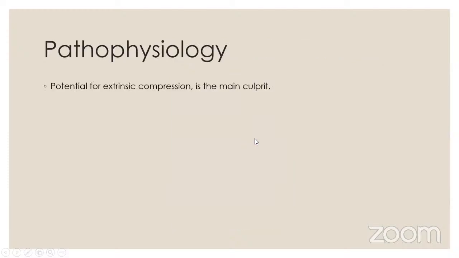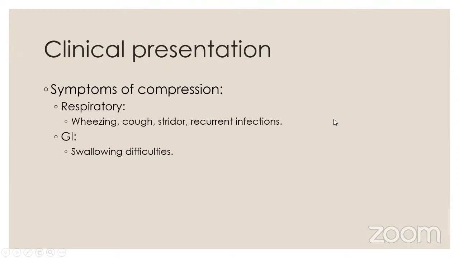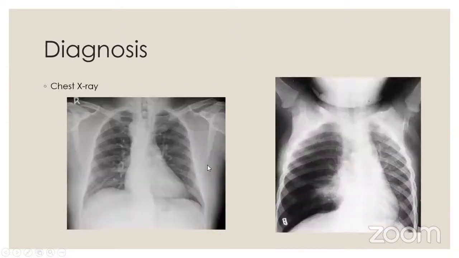But the physiology is very simple. With the presence of all of these vascular rings, there is a potential for extrinsic compression. And that is the main culprit for all the symptoms of the patients. Usually the symptoms present in two main ways, either respiratory symptoms or GI. Respiratory symptoms include wheezes, cough, stridor, or even recurrent infections. For GI symptoms, usually it manifests in swallowing difficulties.